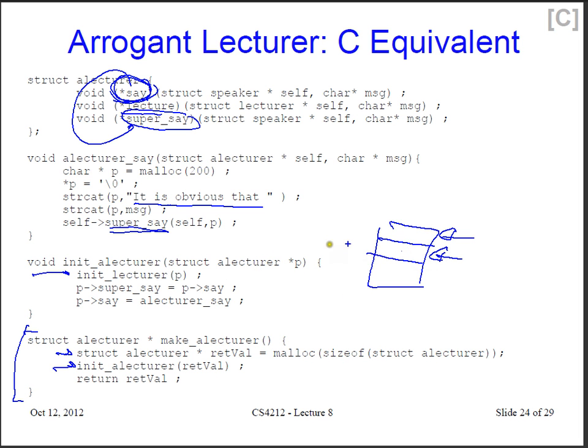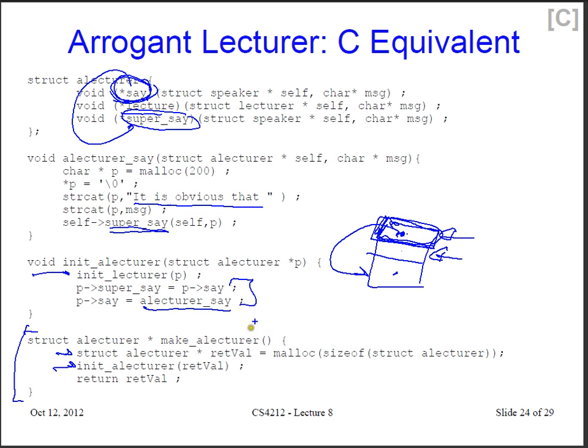So what do we do now? Here, we're going to save this guy here, and we're going to set this guy to the new value. So whenever anybody is going to call P arrow say, right, it will call, even the lecturer from inside the lecture method, when it's going to call the P arrow say, because this field has been changed, it will call the say of the arrogant lecturer, not the say of the lecturer.